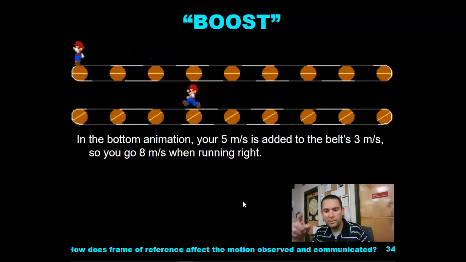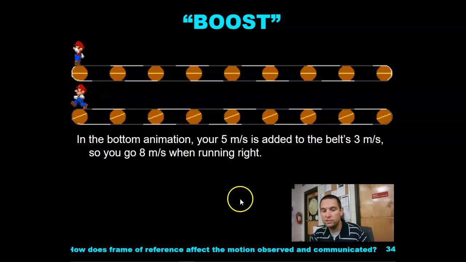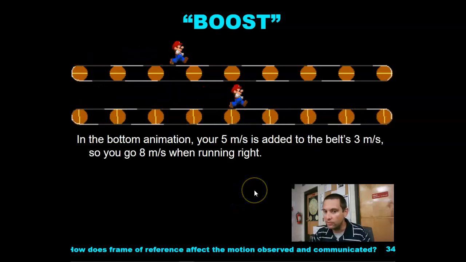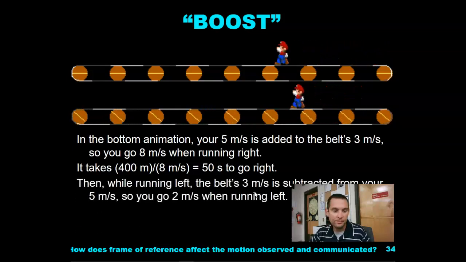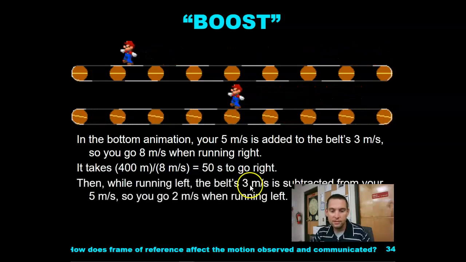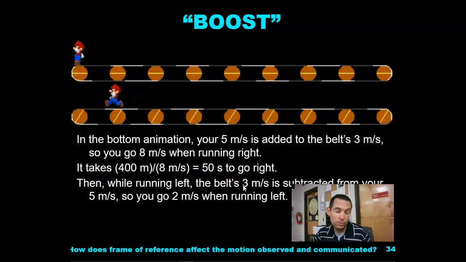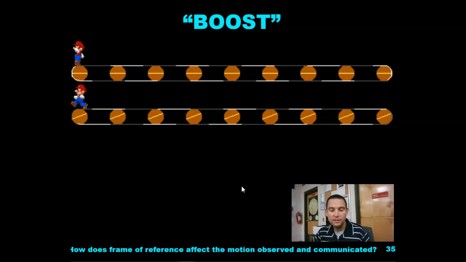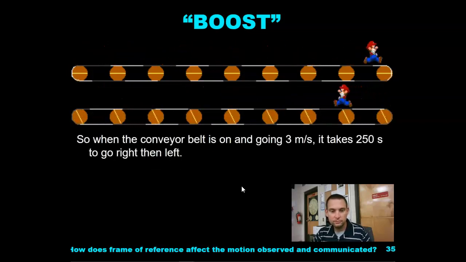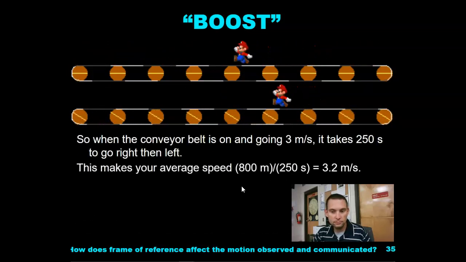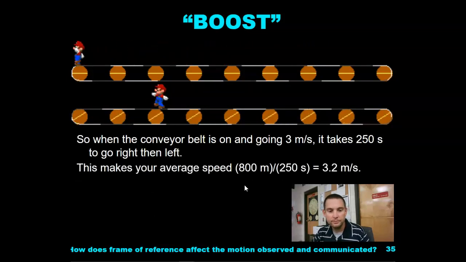So in the bottom animation, your 5 meters per second is added to the belt's 3 meters per second, so you go 8 meters per second when running to the right. So it's 50 seconds to the right. Then when you go to the left, you have to subtract that 3 meters per second from your 5, so now you're going 2 meters per second to the left. So it takes you 200 seconds to go to the left. Average speed of 3.2 meters per second.